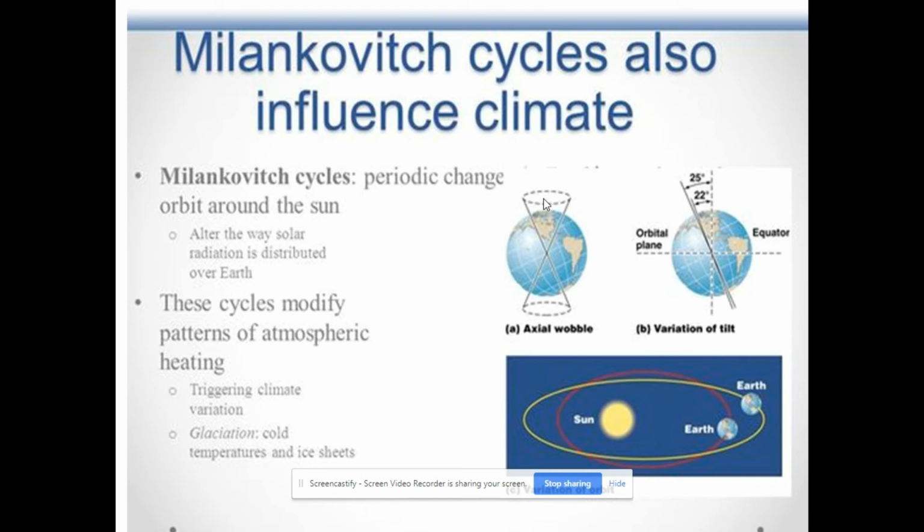So, Milankovitch cycles also influence climate. That's kind of been the point of this discussion. Periodic change in orbits around the sun alters the way solar radiation is distributed over Earth. All these cycles we're talking about, eccentricity, obliquity, precession, change how sun energy reaches the Earth. All these factors change how much energy reaches the Earth at every latitude. These cycles modify patterns of atmospheric heating, triggering climate variation, glaciation, cold temperatures, ice sheets, right? All these things here.